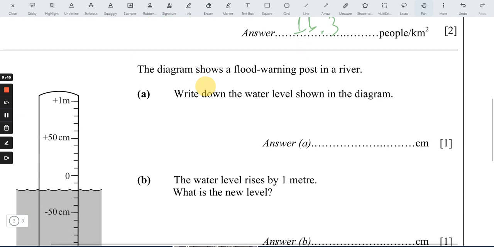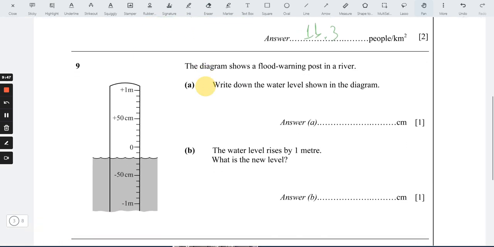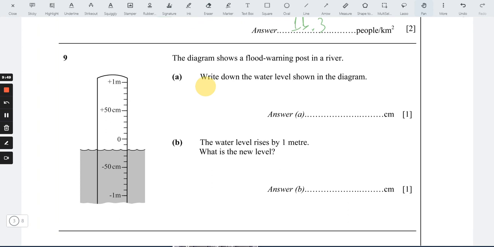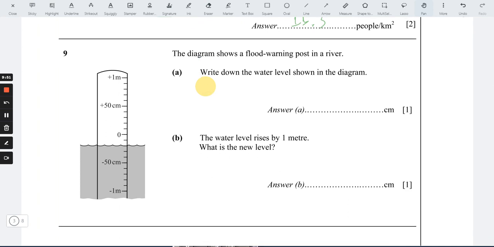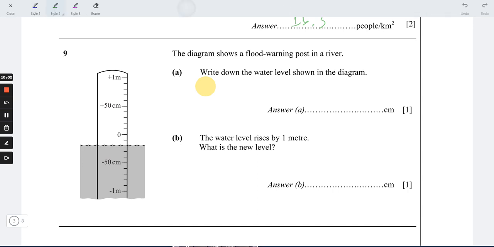Question 9. The diagram shows a flood warning post in a river. Write down the water level shown on the diagram. Right, we should read it well.